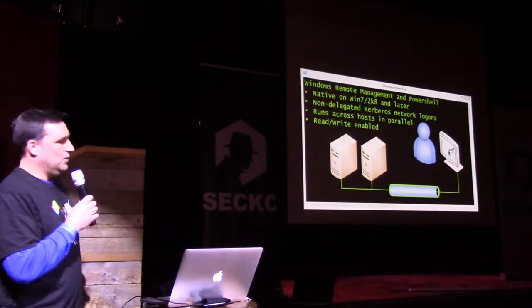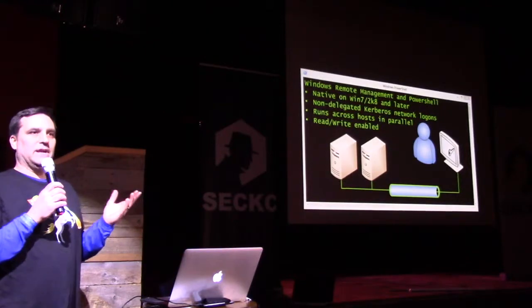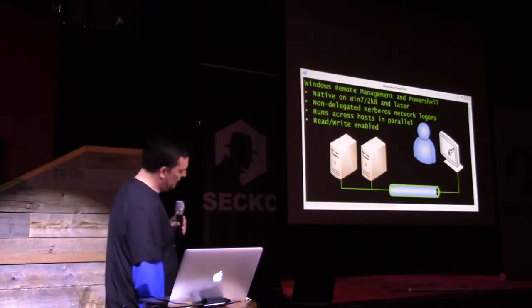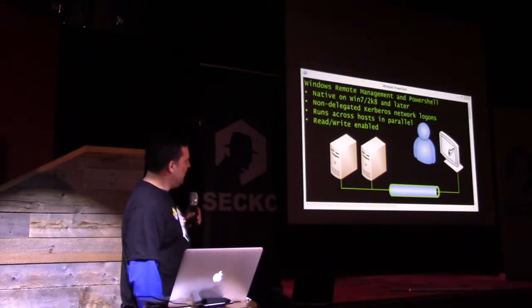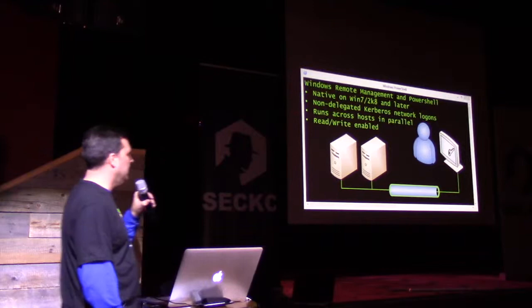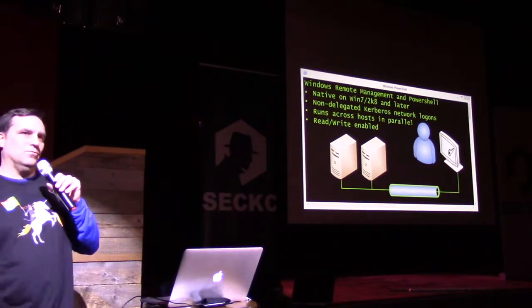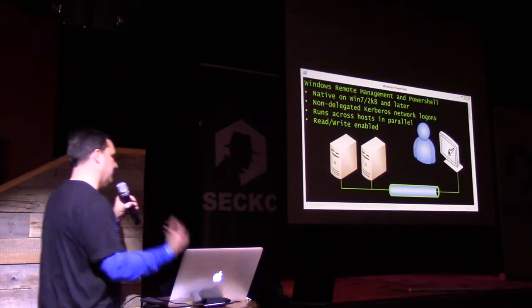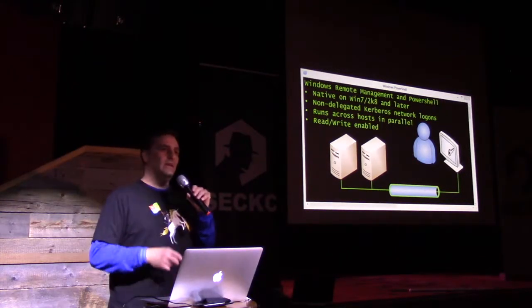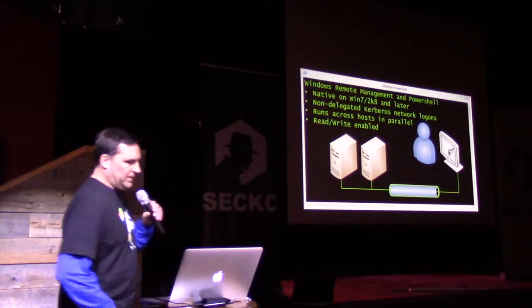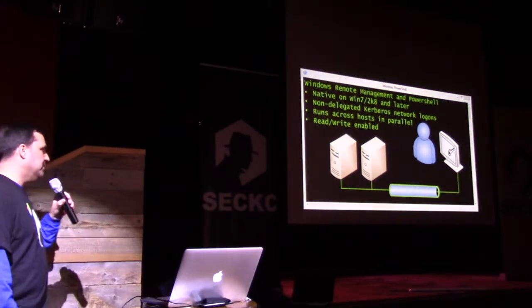It does run across hosts in parallel. Obviously, you need that if you're trying to scale up. For Windows Remote Management PowerShell, the parallelism by default is 32 hosts. So when you kick off a job to run across 10,000 machines, it's going to run across 32 hosts at a time by default. That is completely configurable.